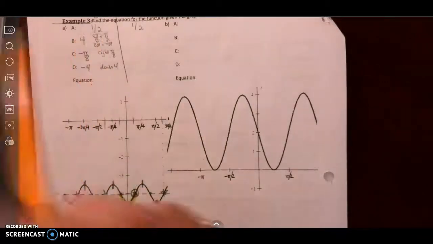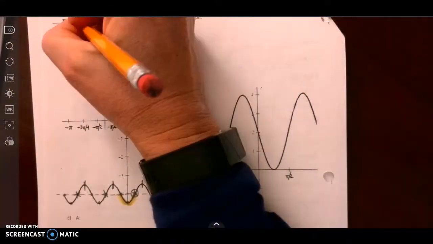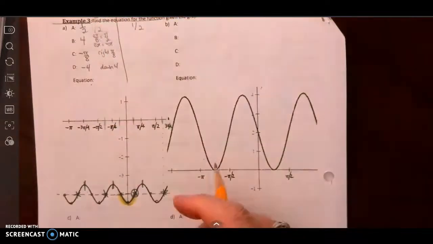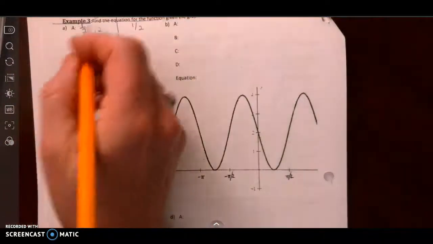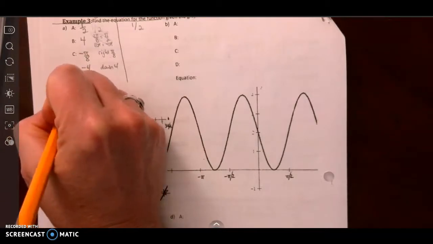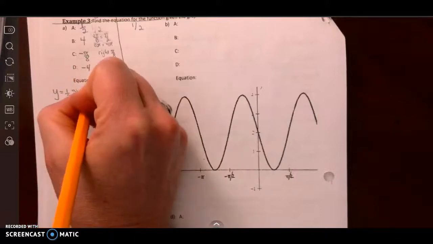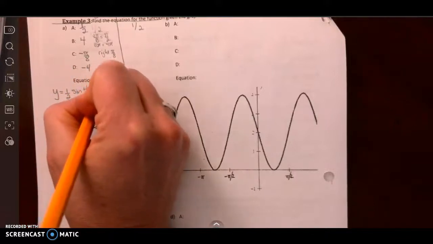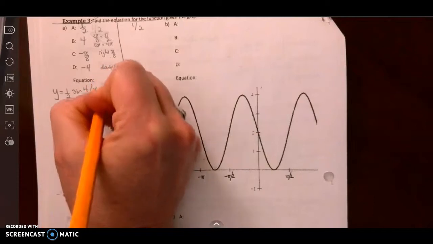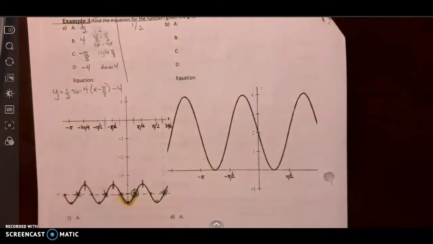All right, so now that I have, I'm going to move this value over. I don't know why I wrote it in the middle there. There are my a, b, c, and d values for sine. So I can write my equation y equals 1/2 times the sine of 4 times x minus pi over 8 minus 4. Right, now let's do cosine.